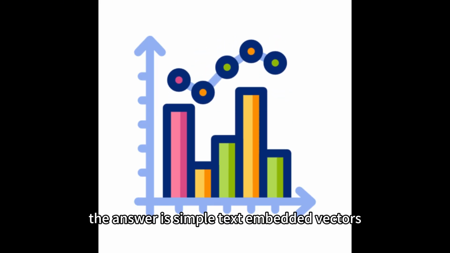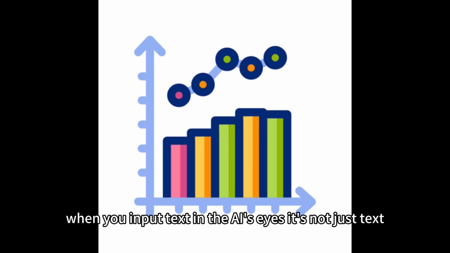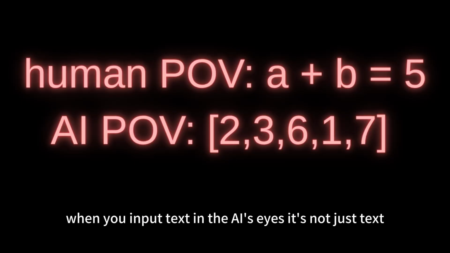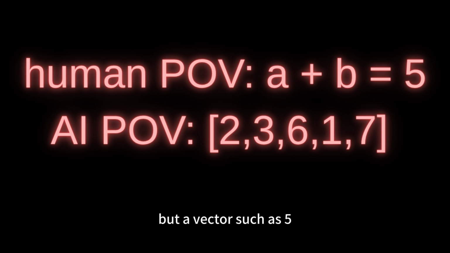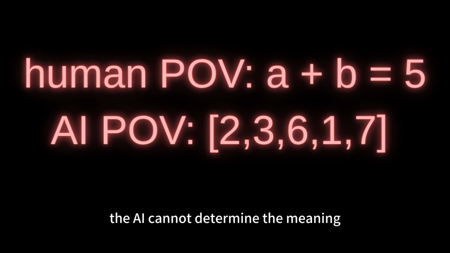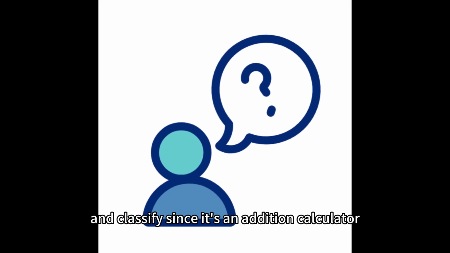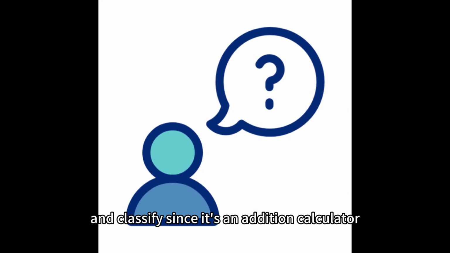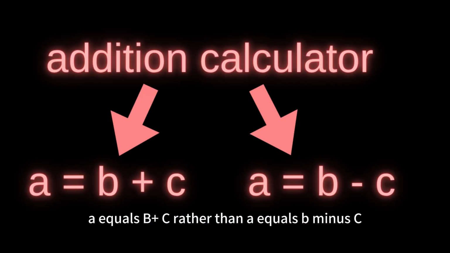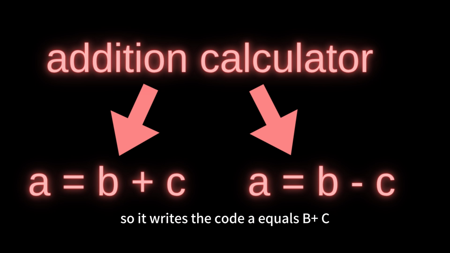The answer is simple: text-embedded vectors. When you input text, in the AI's eyes, it's not just text, but a vector, such as 5, 3, 2, 5, 4. However, based on this vector alone, the AI cannot determine the meaning. But the intelligent AI knows how to compare and classify. Since it's an addition calculator, it should resemble a equals b plus c rather than a equals b minus c. So it writes the code a equals b plus c, a simple addition calculator.